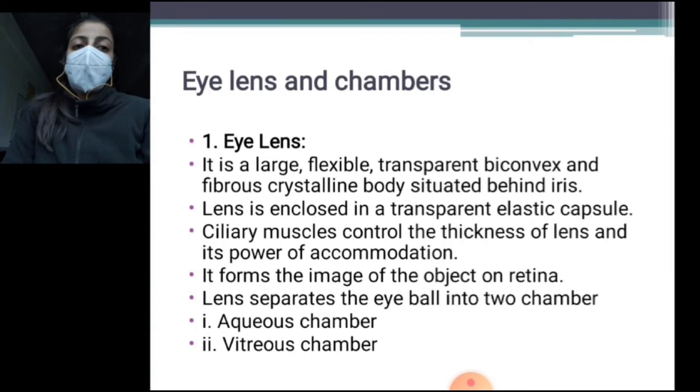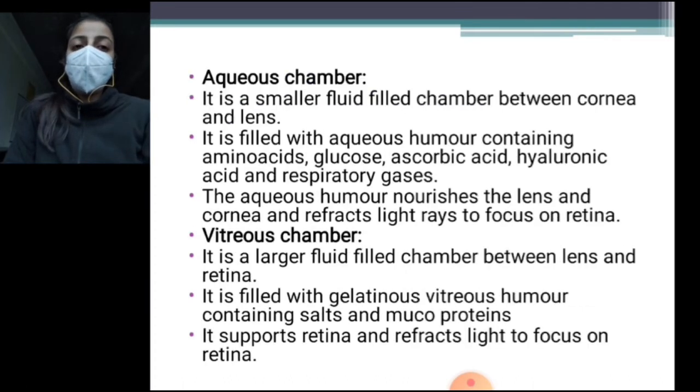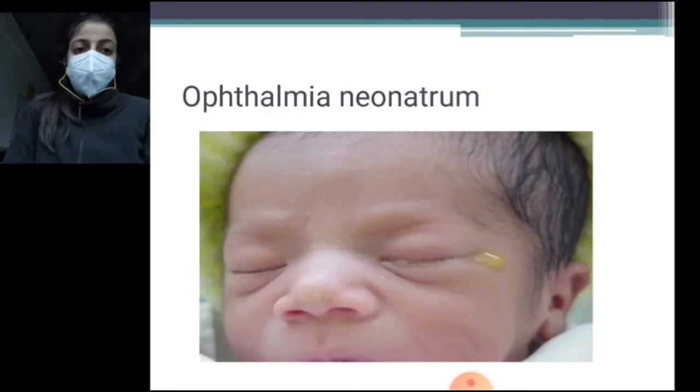So next, the eye lens and chambers. The eye lens is a large, flexible, transparent, biconvex and fibrous crystalline body situated behind the iris, and the lens separates the eyeball into two chambers, that is the aqueous chamber and the vitreous chamber. The aqueous chamber is a fluid filled chamber between the cornea and lens, and the vitreous chamber is mainly a fluid filled chamber between the lens and retina.